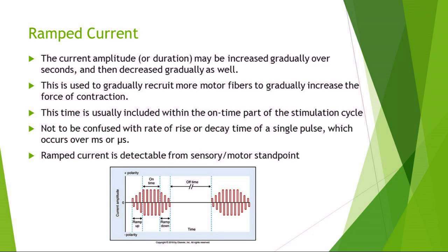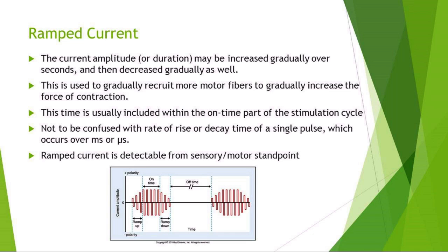So with the ramp times, either the amplitude or duration can be increased gradually over seconds. Usually we're talking about 1 to 2 second ramp times, and then decreased gradually as well for the ramp down. So it's used to gradually recruit more motor fibers and to gradually increase the force of muscle contraction. So it's usually included with the on time part of the stimulation cycle. So if you have 10 seconds on, 30 seconds off, part of that 10 seconds on is going to be the ramp time.